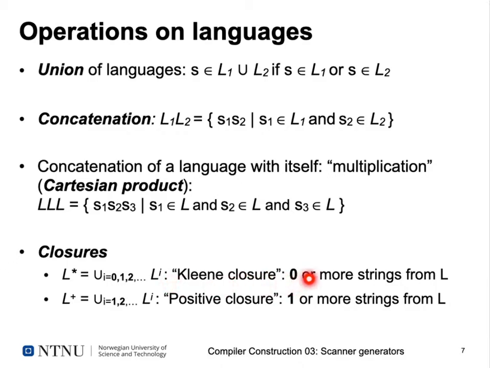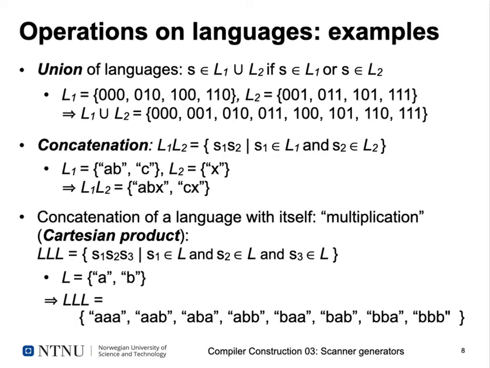So we have 0 or more strings from L if we write L star. And we can also have L plus, which means it's the union of at least one or more elements of Li. So this is a so-called positive closure, which means we need to have at least one string from L as part of L plus. Now this is a bit formal, so let's give some examples for the various operations here.